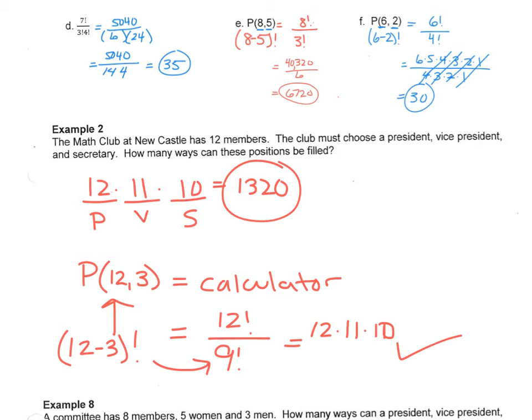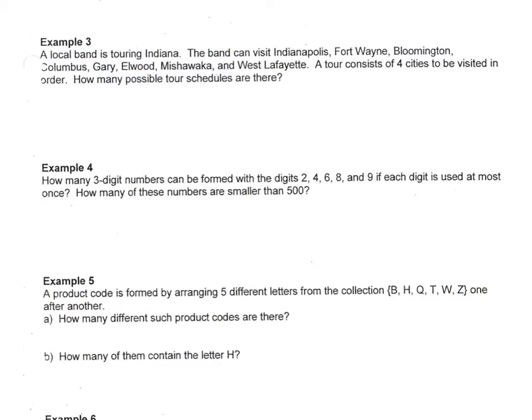Let's move on to number 3. Number 3 says a local band is touring Indiana. The band can visit Indianapolis, Fort Wayne, Bloomington, Columbus, Gary, Elwood, Mishawaka, and West Lafayette. A tour consists of 4 cities to be visited in order. How many possible tour schedules are there?